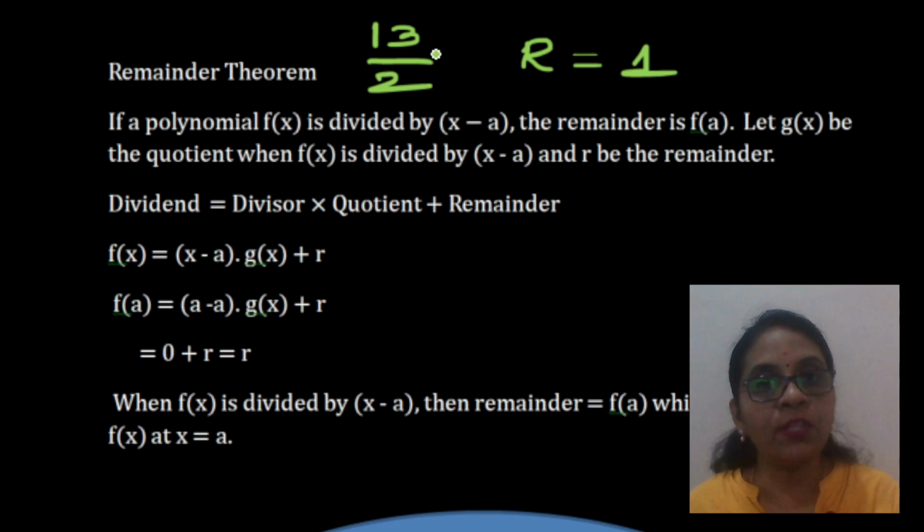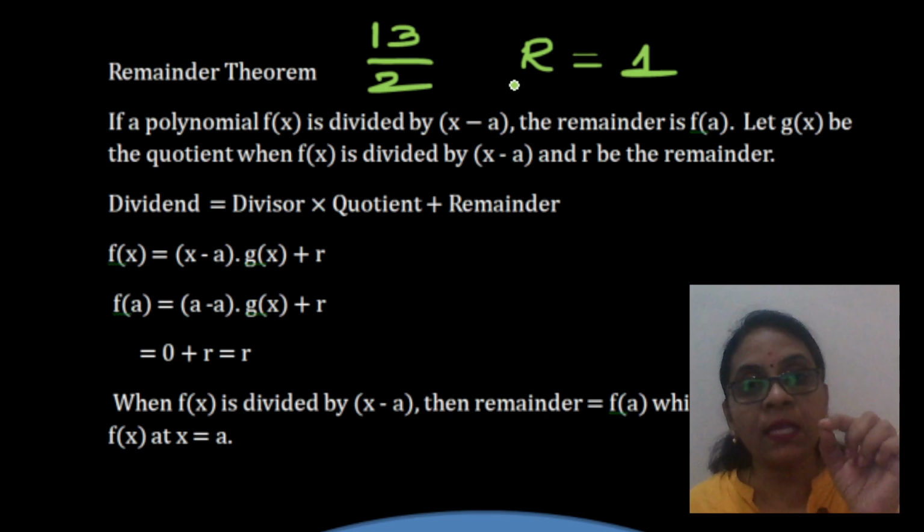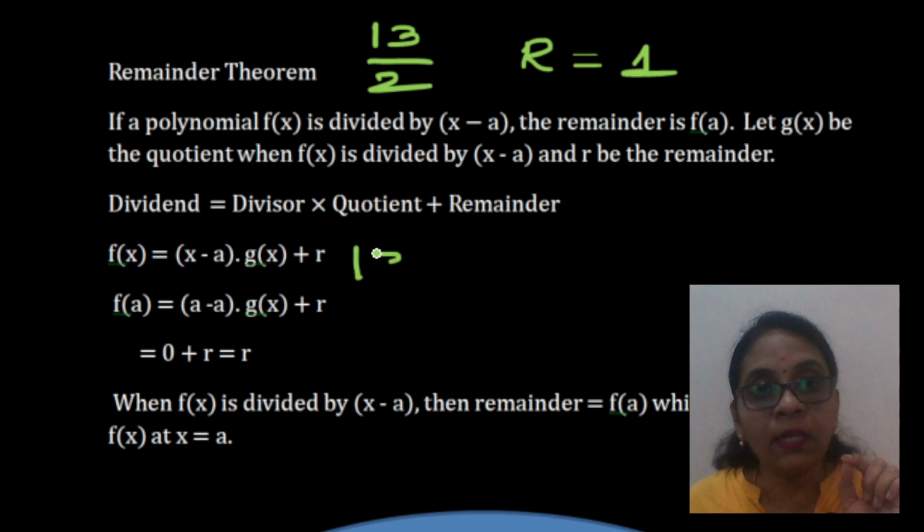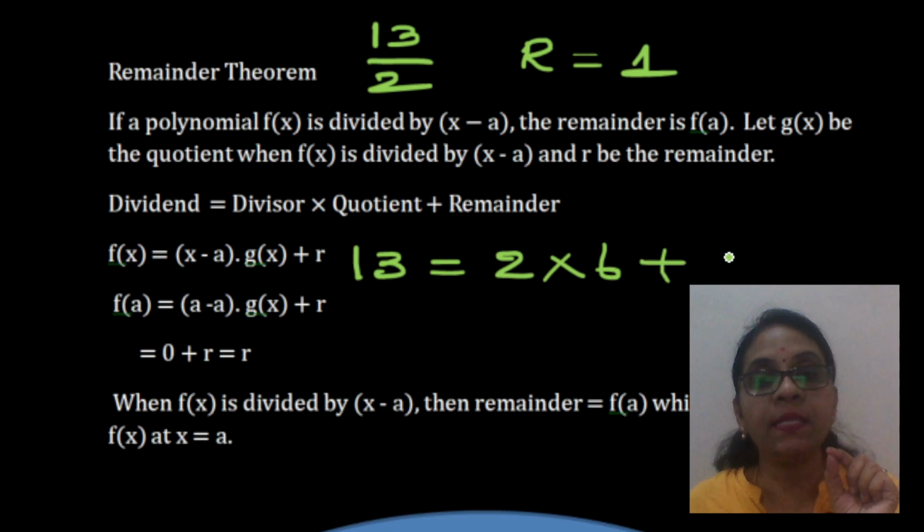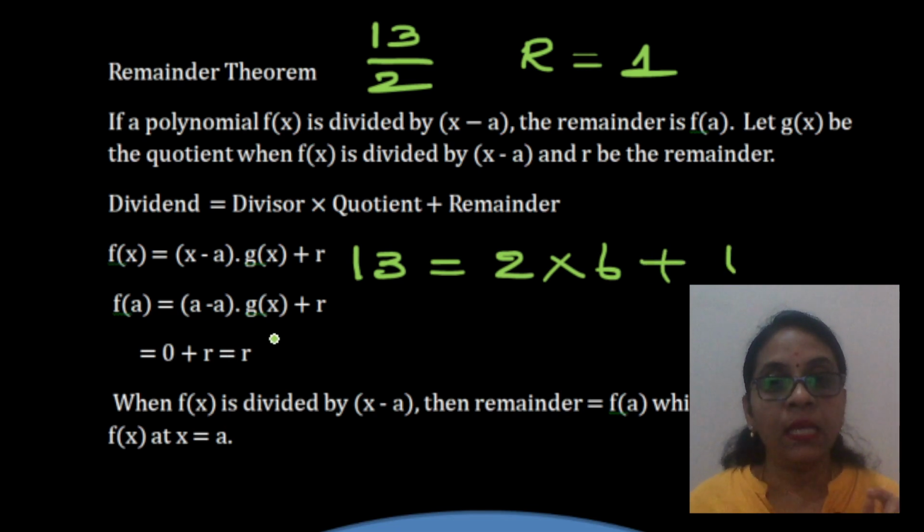Now what is the relationship between this 13, 2 and this remainder? 13 is called what? It is called the dividend. 2 is called what? It is called the divisor. 1 is the remainder, but something is missing. 2, how many times you will cancel to get the remainder 1? So this 13, can I write it as the divisor into the quotient plus the remainder? Can I write the dividend is equal to the divisor into the quotient plus the remainder?